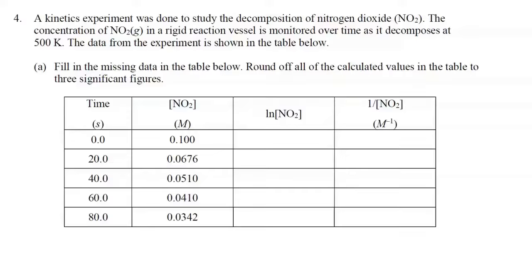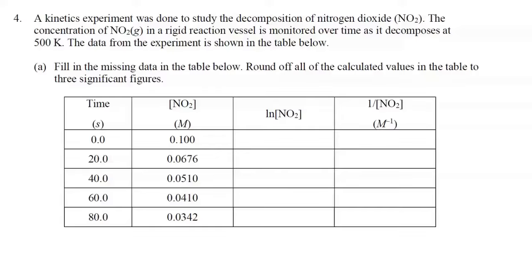So for example, if concentration of NO2 versus time represents a linear relationship, then that would be 0 order with respect to NO2. But if instead the natural log of concentration versus time indicates a linear relationship, then it would be first order with respect to NO2. And if the reciprocal of the concentration versus time indicates a linear relationship, it would be second order with respect to NO2.